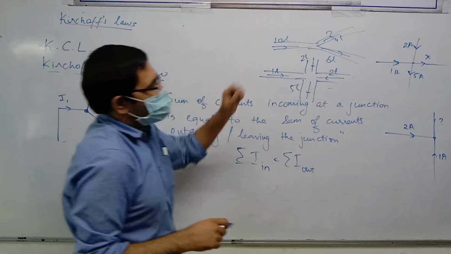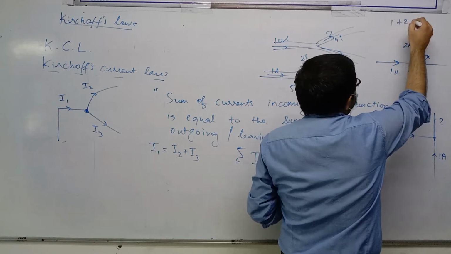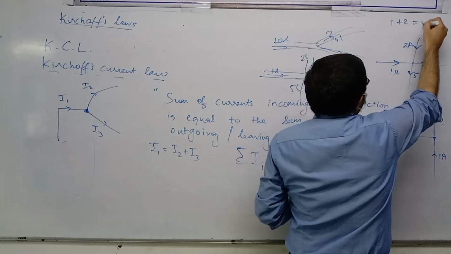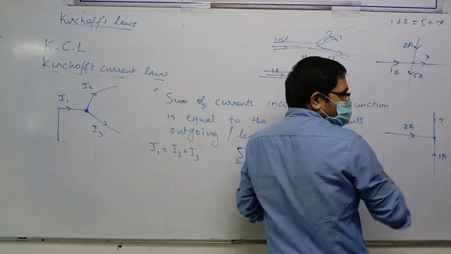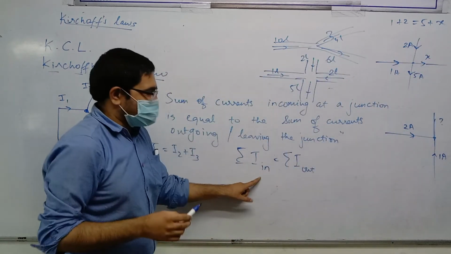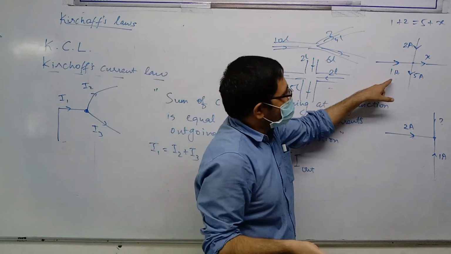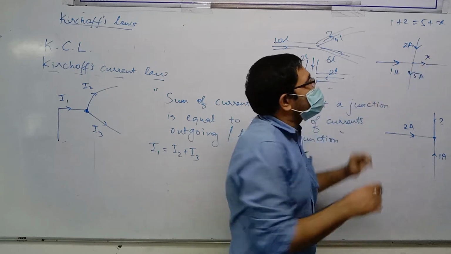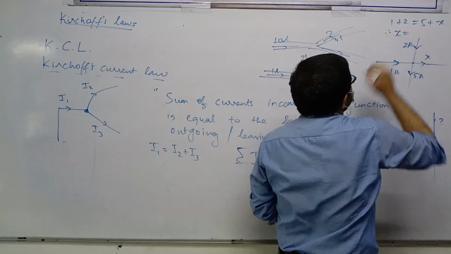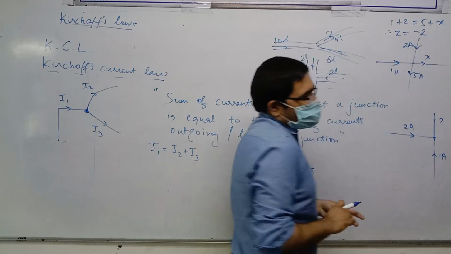If you use that rule, 1 incoming, 2 incoming, 5 and how much x outgoing. Did you understand? Again, sigma incoming is equal to sigma outgoing. How much is sigma incoming? 1 and 2. Outgoing 5 and x. So how much is the value x? Minus 2.